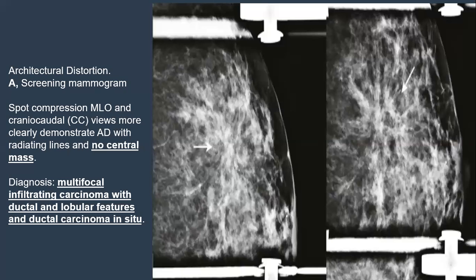Okay, and this is another example of architectural distortion rather than superimposition. Here, as if there is added density, but in the other view you see there is a central point and all these radiating lines from all directions toward this central region. There is multifocal asymmetry around this distortion, and it was multifocal infiltrating carcinoma with ductal and lobular features, mixed type, as well as DCIS.